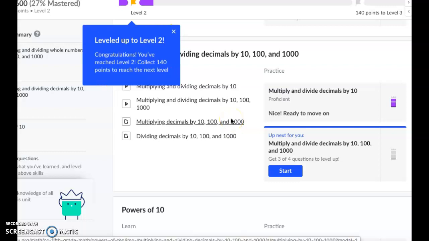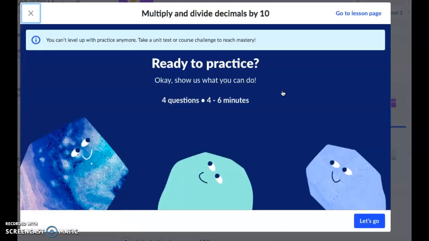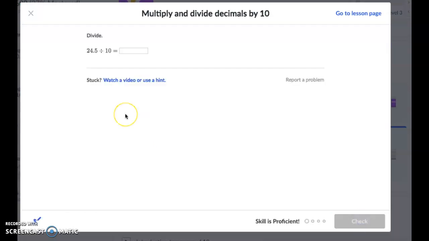Powers of 10 on Khan Academy, and we're going to work on multiplying and dividing decimals by 10. This time I'd like you to try to solve some of these before we go through the answer. So 24.5 divided by 10. Try to think about what your answer would be. You can hit pause on this video if you need to, and then we'll come back and work on it together.